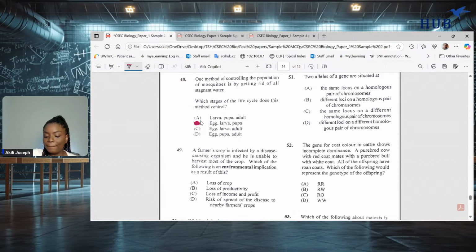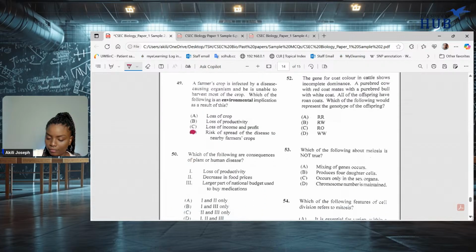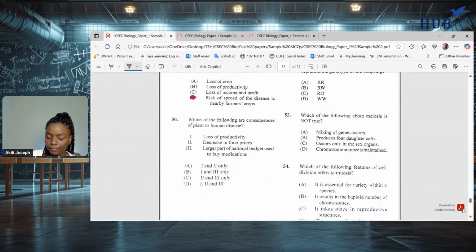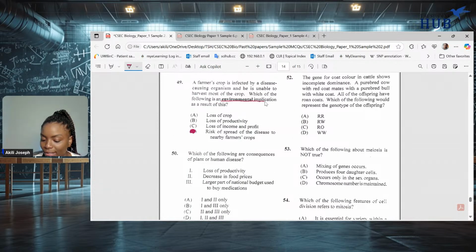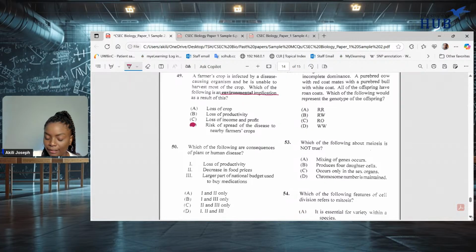So A, B, and C are all legit consequences, but we're looking for an environmental consequence, which is going to be D, the risk of spread. Others would be economic. That's why they put environmental there in bold. Environmental implications. So the others are not wrong, but you have to go with specifically environmental.